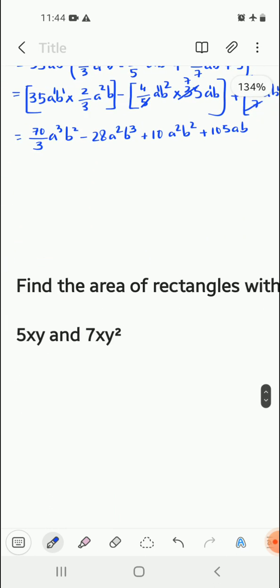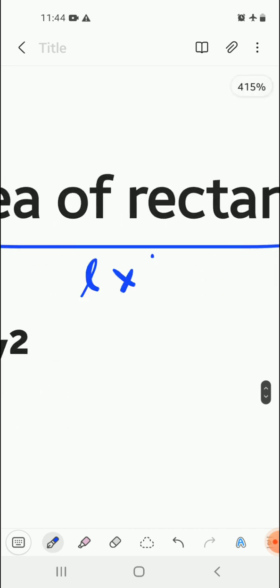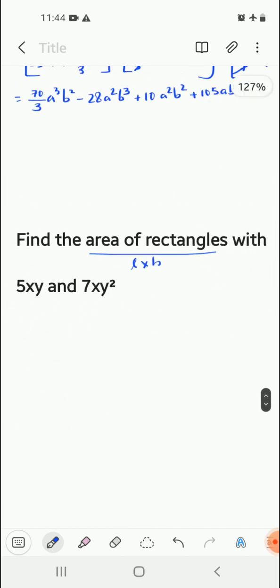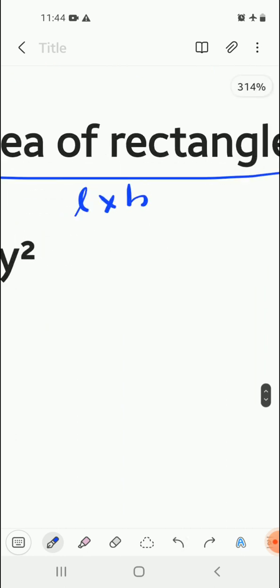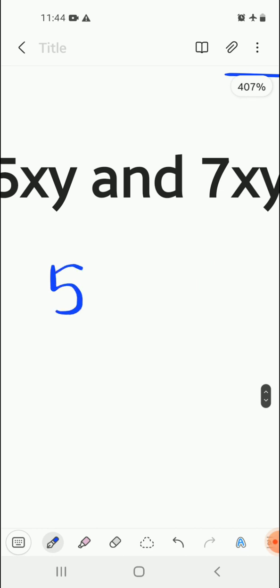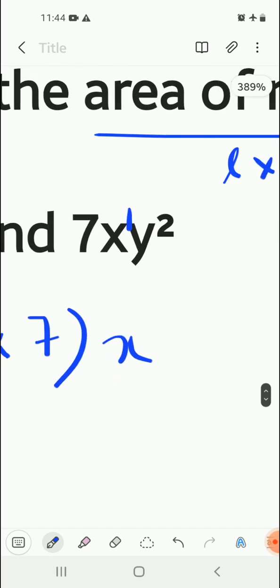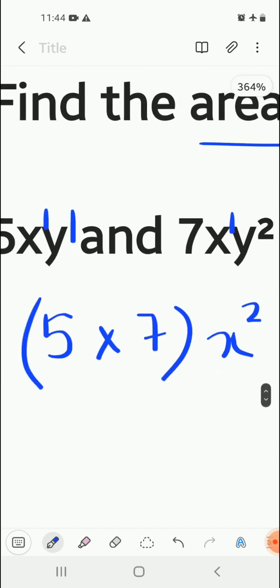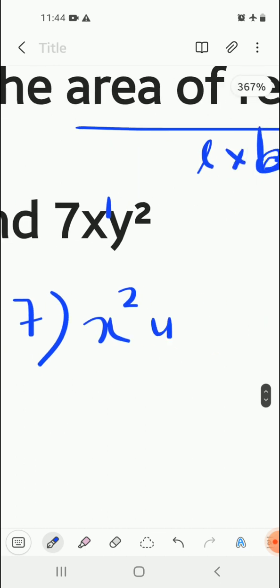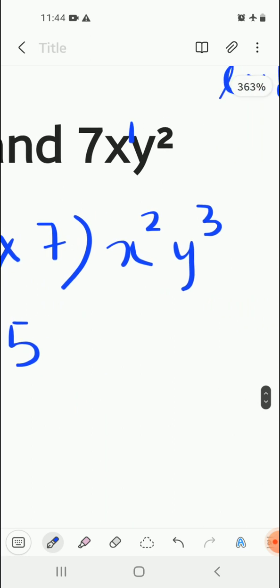Now we are asked to find the area of a rectangle. What is the formula of area of a rectangle? It means length into breadth. And see, the length and breadth are given here. So we simply have to multiply these. So 5 into 7. Multiply this and add the powers. Over here, x to the power 1, x to the power 1 becomes x square. Y to the power 1 and y square becomes y to the power 3. So this becomes 5 7s are 35, x square y cube.